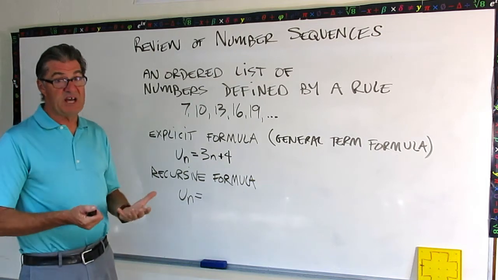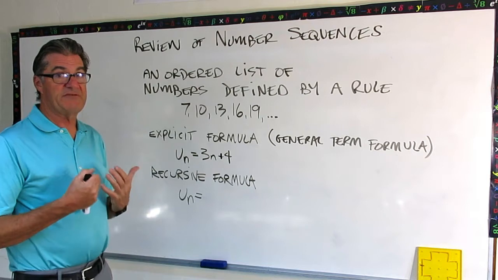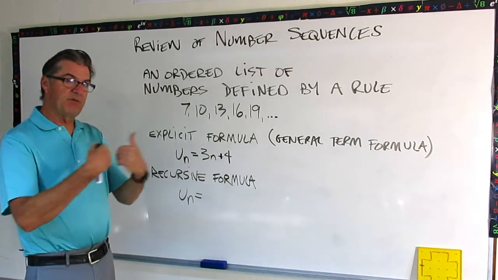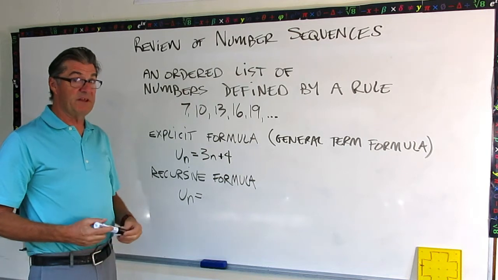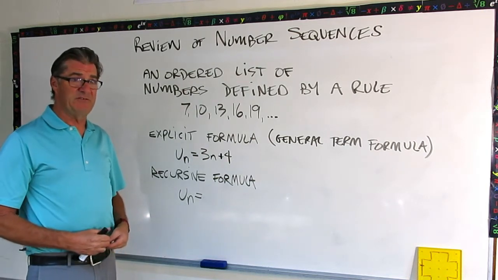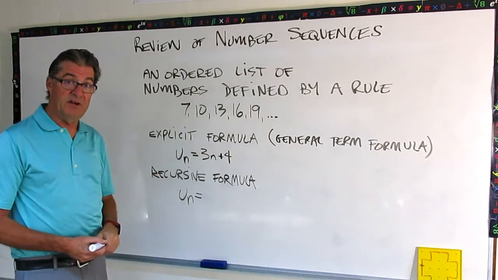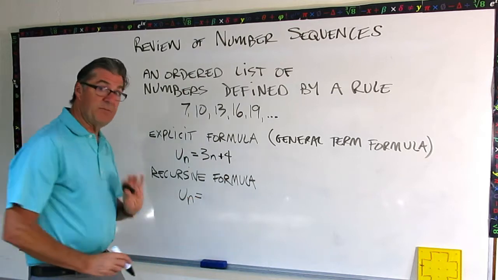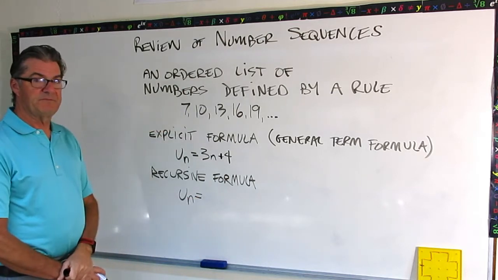Now, there's another type of formula called recursive. And the recursive formula, I think, is not quite as valuable because you need the previous term to get the next one. So using the recursive formula to find the 50th term of a sequence is kind of labor intensive. You'd have to calculate all 49 terms to get the 50th. So here's how this one looks. Actually, pause the video, see if you can write the recursive formula for this sequence.